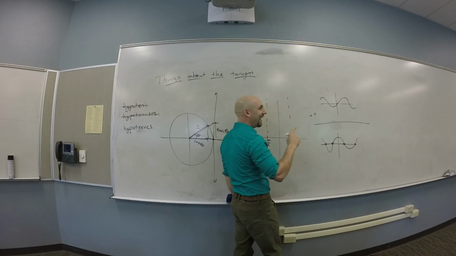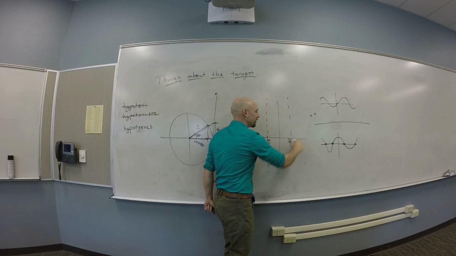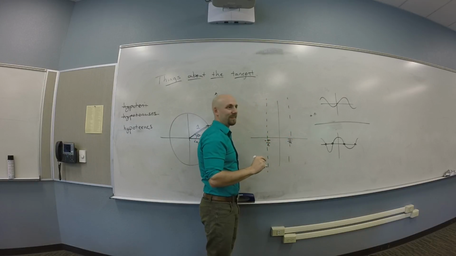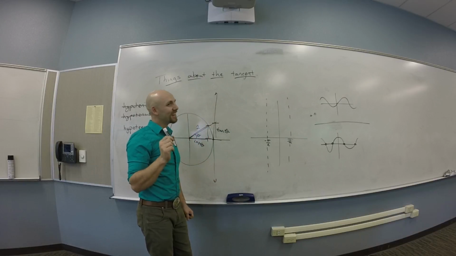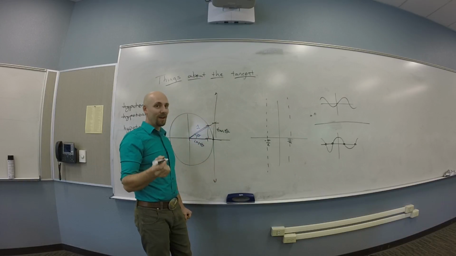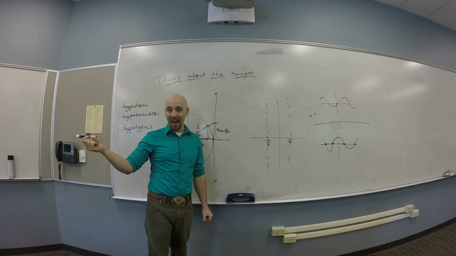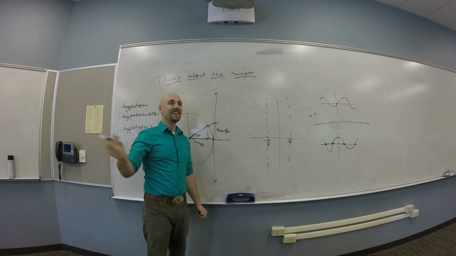Every half pi. Okay, so where's the next pi over 2 from pi over 2? 3 pi over 2? No, so it's every pi. Where's the next pi over 2 from pi over 2? Pi. Half of pi plus half of pi is a whole pi.